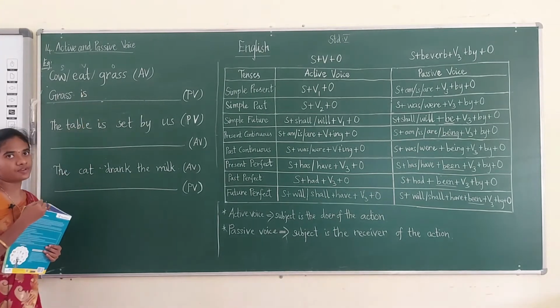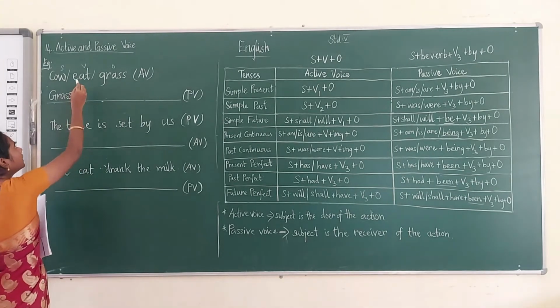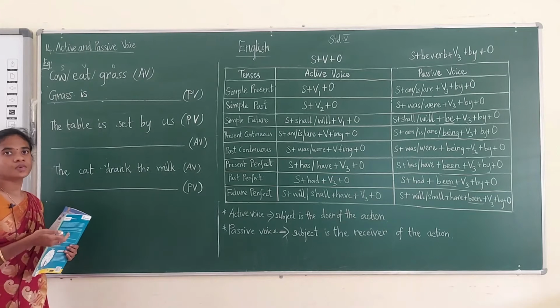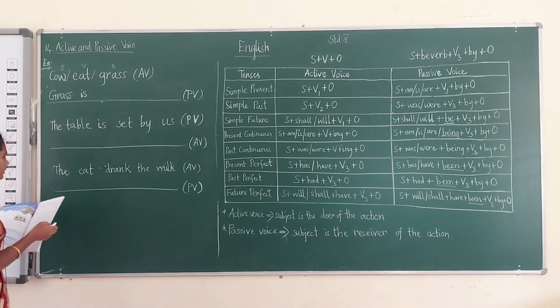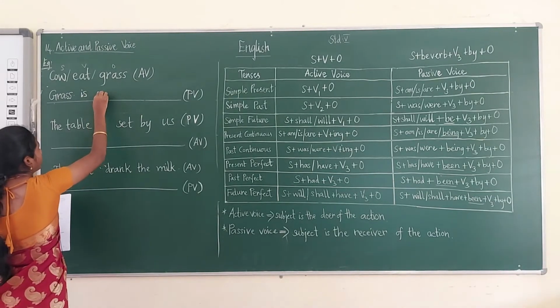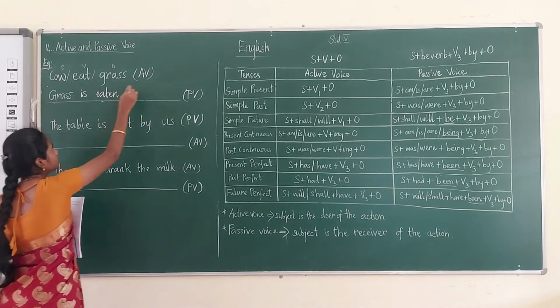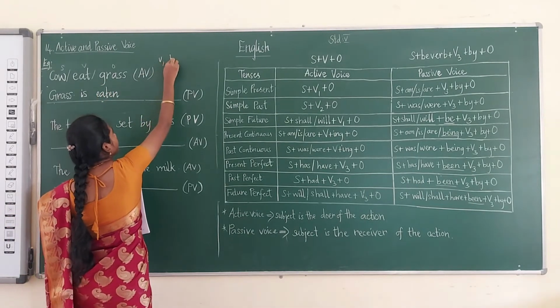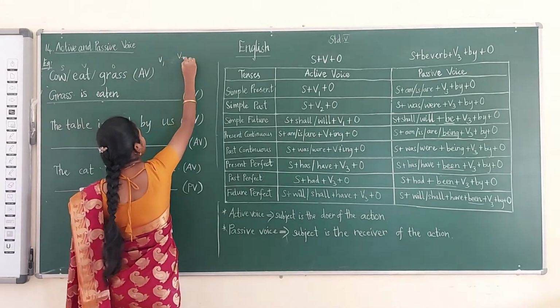Then the V3 form. What is the verb here? Eat. Eat to the V3 form. What is that? That is eaten. Okay, eaten. Let us see here. V1, V2, V3.